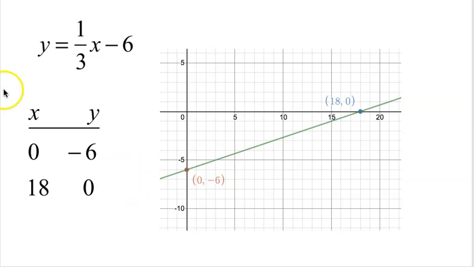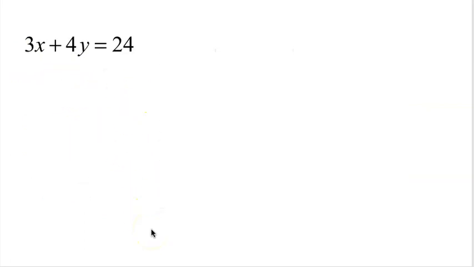So this was given to us in slope-intercept form. Most of the time, we're given lines in standard form that look like this. 3x plus 4y is 24. Now, you could convert this to slope-intercept form, but it's not necessary. Frankly, it's simpler to go ahead and find 2 points using the intercepts. So again, our strategy will be to set x equal to 0, find out what the y value is. Set y equal to 0, find out what the x value is.